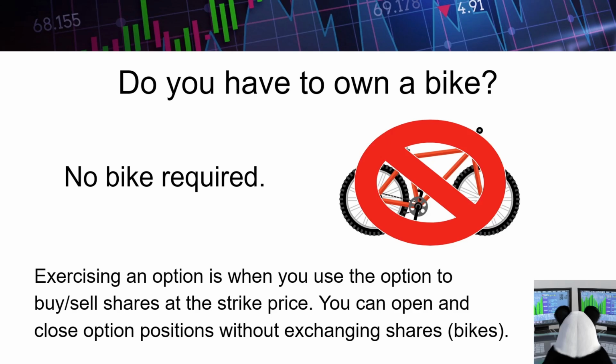Most options are actually not exercised, meaning the owner of the option does not use the option to buy or sell the shares at the strike price. This is especially true for speculative traders. They can simply close the position for a gain or loss without exchanging any shares. While we are on it, opening a position means that you have made a trade that is in your portfolio. You can buy to open or sell to open a position. The same is true for closing. You can both buy and sell to close a position.